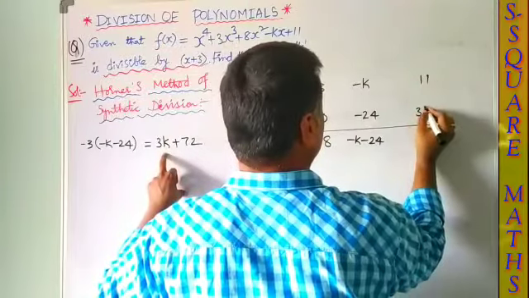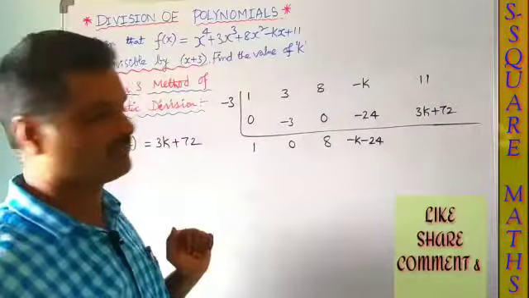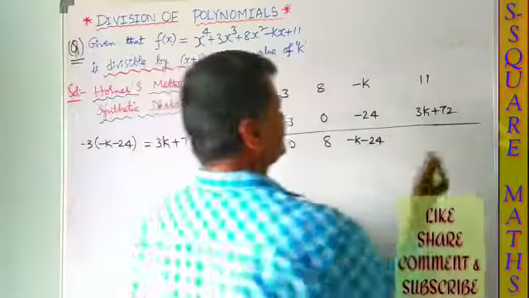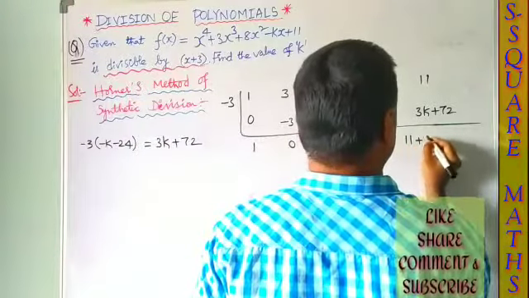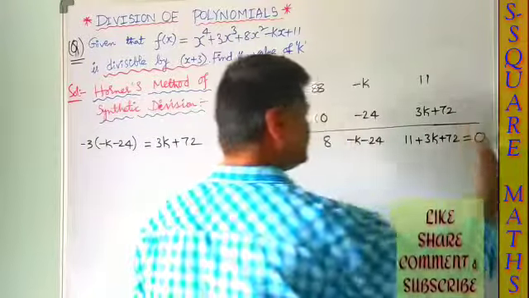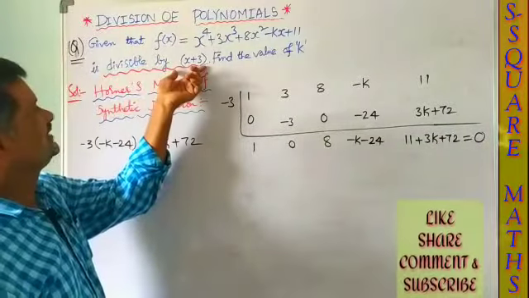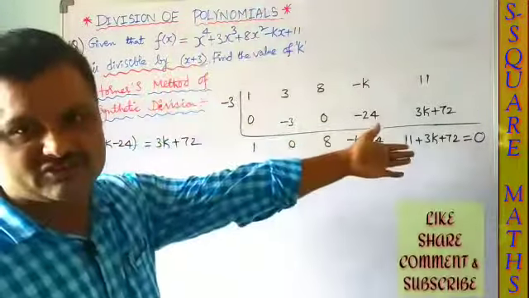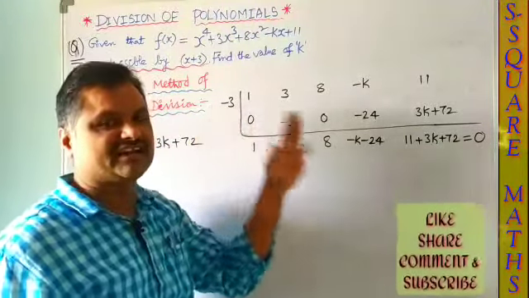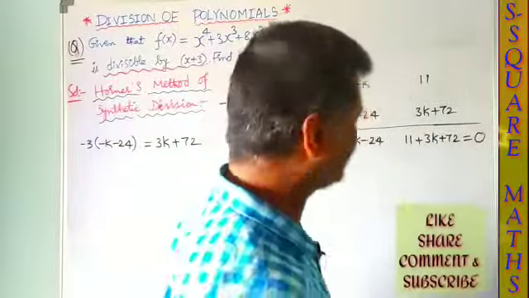So what are we going to get here? 3k plus 72, after multiplication of minus k minus 24 with minus 3. So here 11 plus 3k plus 72 should be equated to 0. Why should it be equated to 0? Again, f of x is divisible by x plus 3, therefore the remainder should be 0. Our minus 3 will act as 0 of this polynomial and the multiplier factor is x plus 3. The last step here, what we are going to get is nothing but 0.